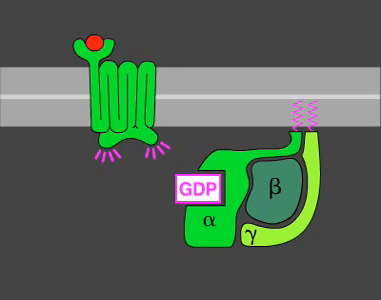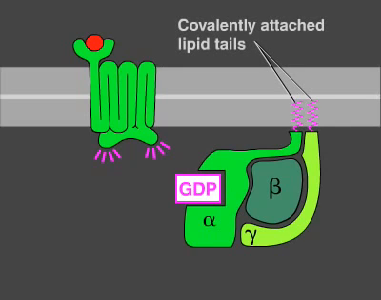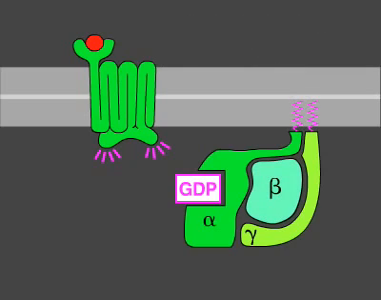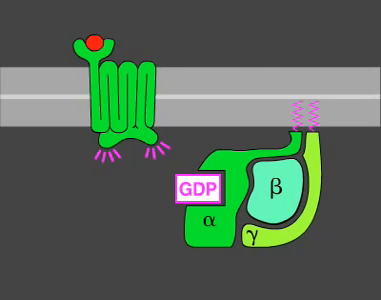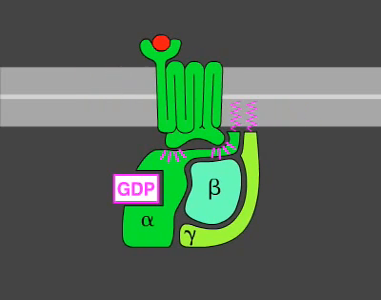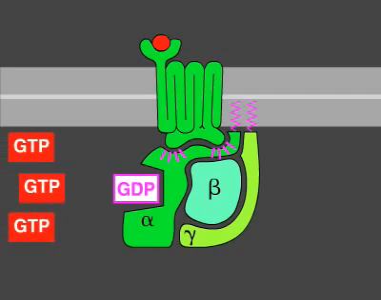Both the alpha and gamma subunits have covalently attached lipid tails that help anchor the G protein in the plasma membrane. In the absence of a signal, the alpha subunit has a GDP bound, and the G protein is inactive. In some cases, the inactive G protein is associated with the inactive receptor, while in other cases, as shown here, it only binds after the receptor is activated. In either case, an activated receptor induces a conformational change in the alpha subunit, causing the GDP to dissociate.